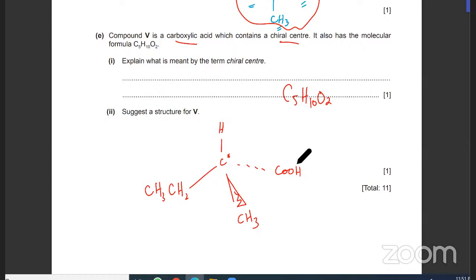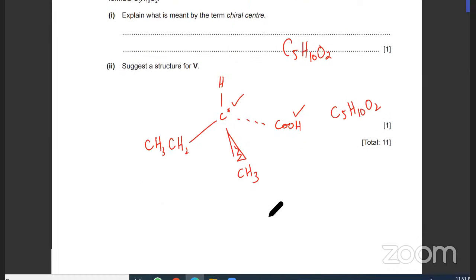So it's chiral. It's got a carboxylic acid. And you can check whether it has the formula C5H10O2 or not. So that's this one, okay? So we're done with this question. Claire, if you have any questions, I'm going to move to the specimen paper question.